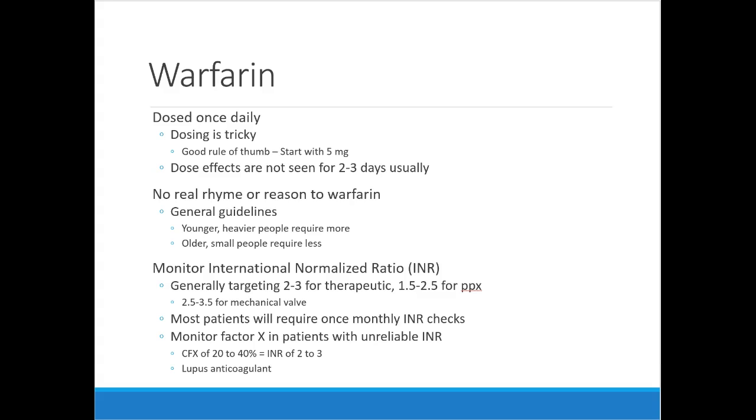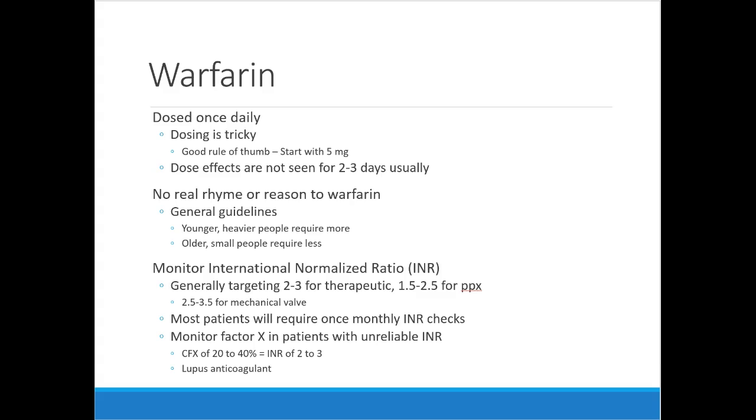Generally, we're targeting 2 to 3 for any type of VTE. Prophylaxis, don't worry about that. You guys won't be dealing with that. It's more for like hip and knee replacement. They might do prophylaxis dosing. For mechanical valve or atrial fibrillation, usually we target a higher one, which also probably isn't something you're going to encounter.